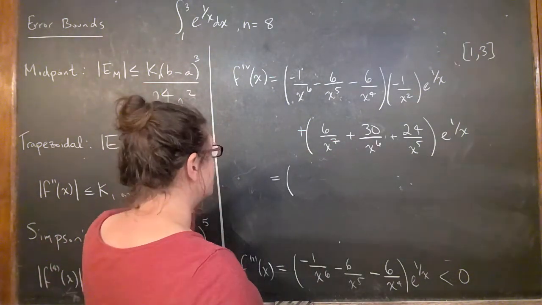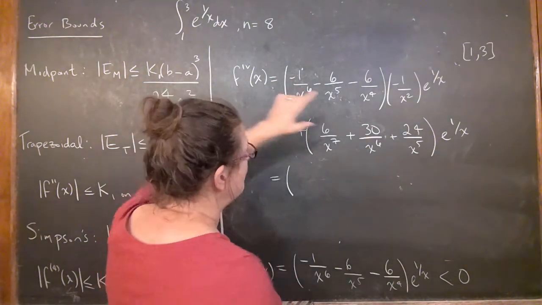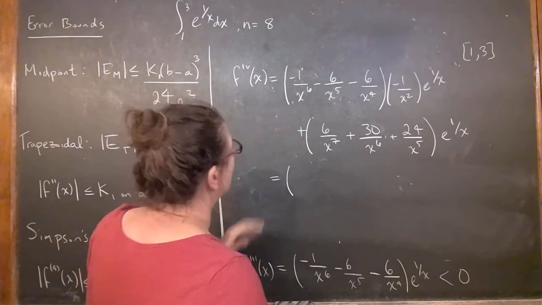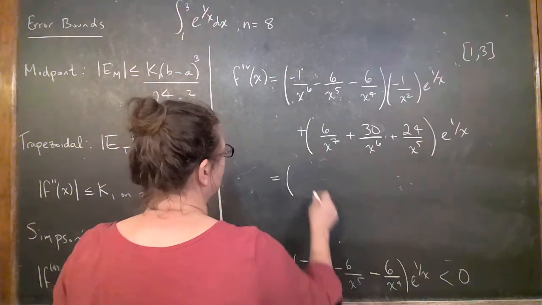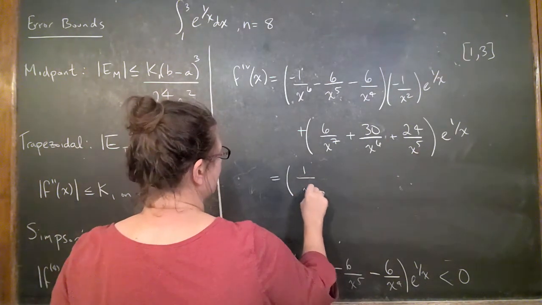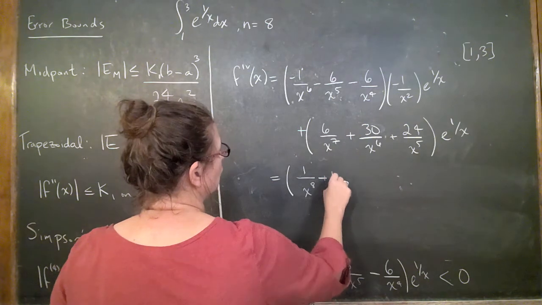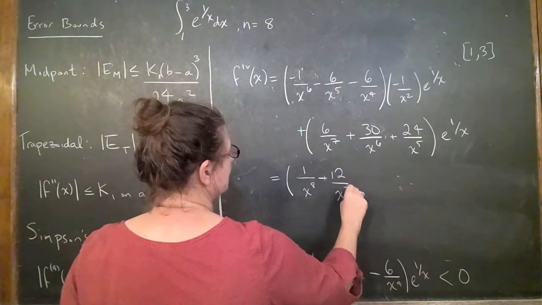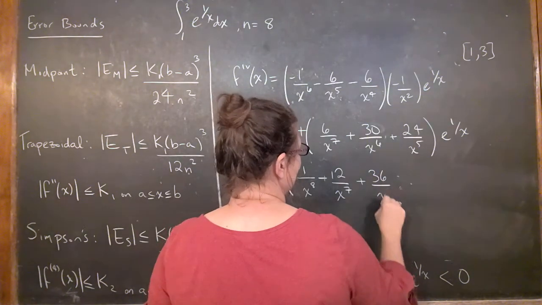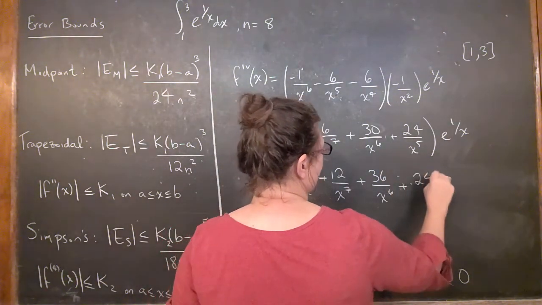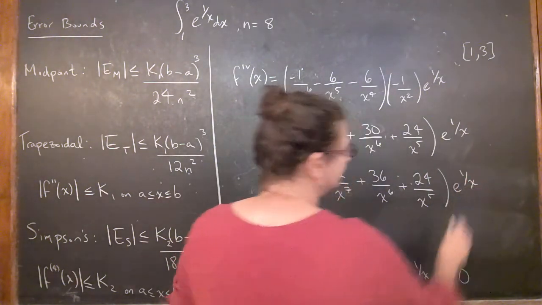Similarly to what we saw before, this one was always negative. Because of the signs, these are going to be all positive. And what do I have? 1 over x to the 8 plus 12 over x to the 7 plus 36 over x to the 6 plus 24 over x to the 5th, e to the 1 over x.